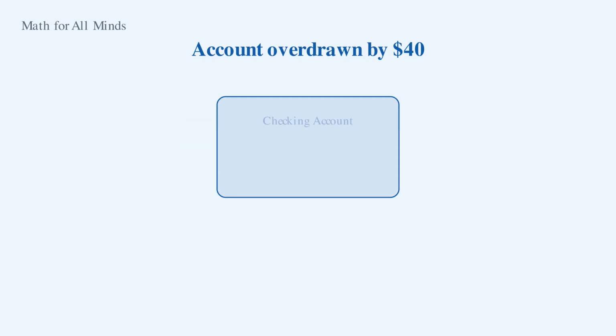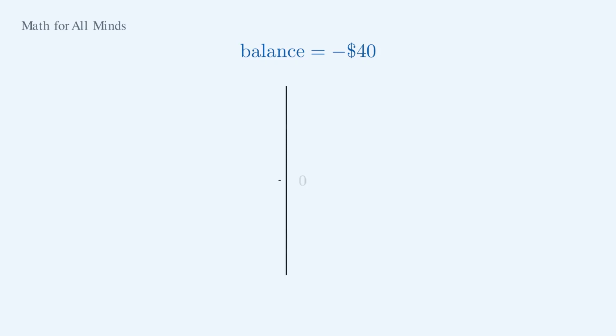One more. A checking account overdrawn by $40. Overdrawn means the balance dropped below zero. So the balance is -$40.